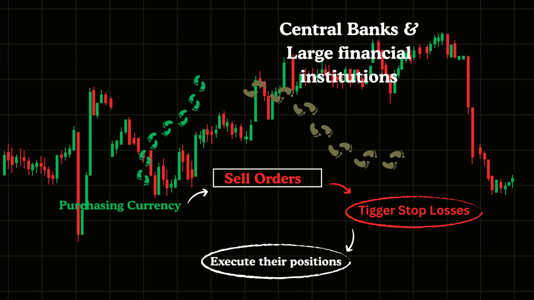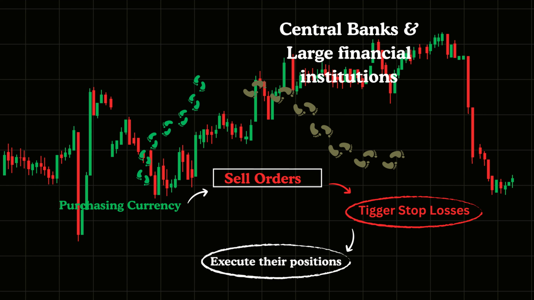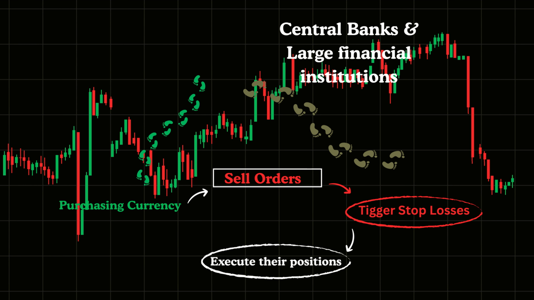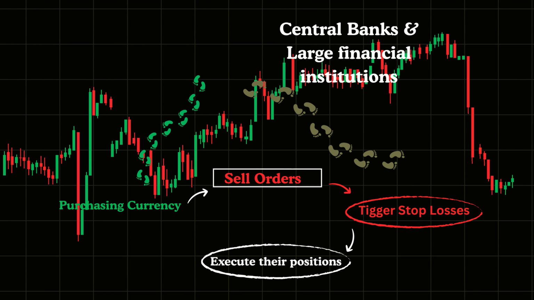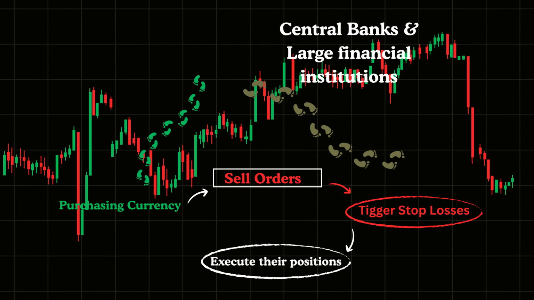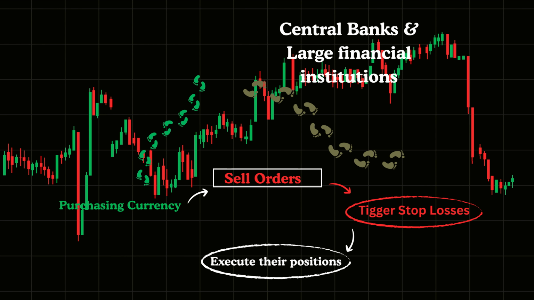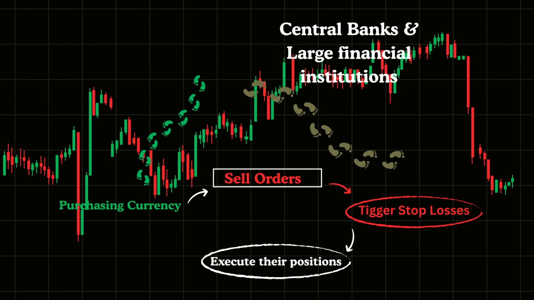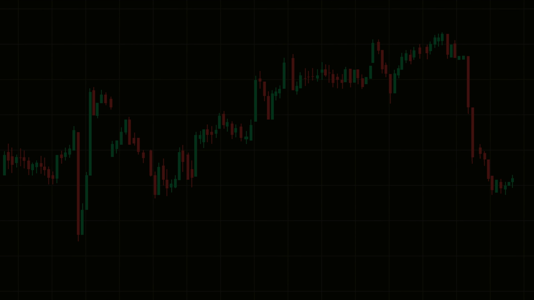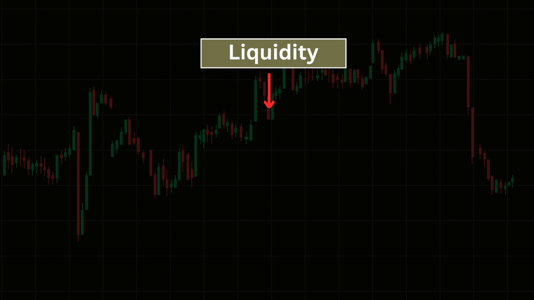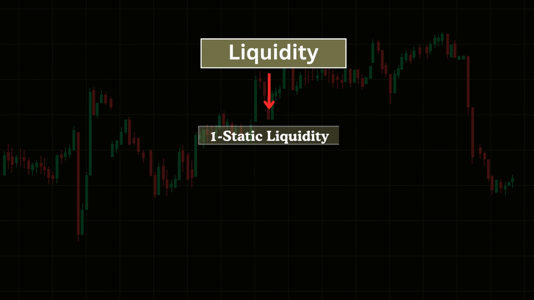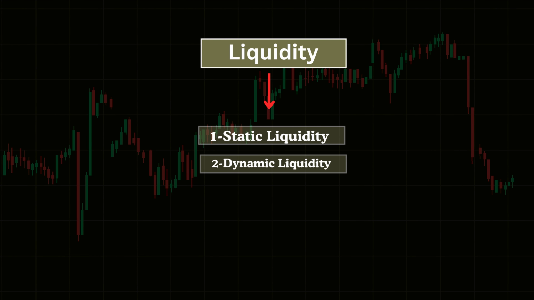To survive, and more importantly, to grow as a consistently profitable trader, you must learn how to recognize liquidity zones on the chart. These are areas where large volumes of orders sit and can reveal critical insights into how the market moves, helping you avoid major drawdowns. Liquidity can generally be broken into two main categories: static liquidity and dynamic liquidity. Let's break each one down briefly, starting with dynamic liquidity.